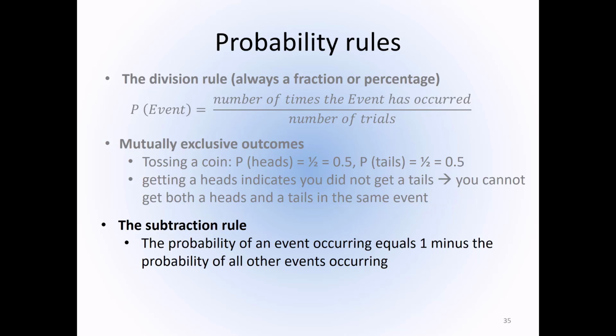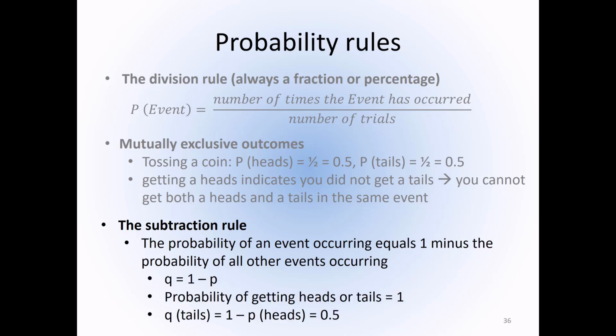Another important rule is the subtraction rule, and we're going to talk in more detail about this in the next set of lectures when we talk about distributions. But the probability of a particular event occurring is going to equal 1 minus the probability of all the other events occurring. So if we're interested in the probability of getting a heads or tails, we know that when we flip a coin, we have a 50-50 chance of getting one or the other. So if we're interested in the probability of getting a tails, we can take 1 minus the probability of getting a heads, and we can then determine what the probability is of the event that we're interested in.